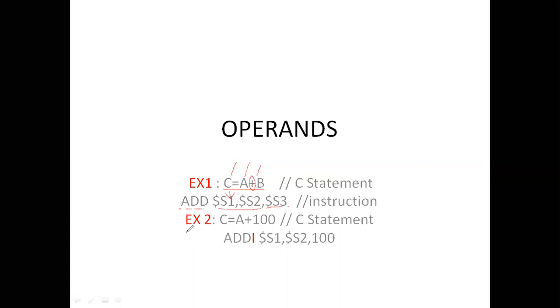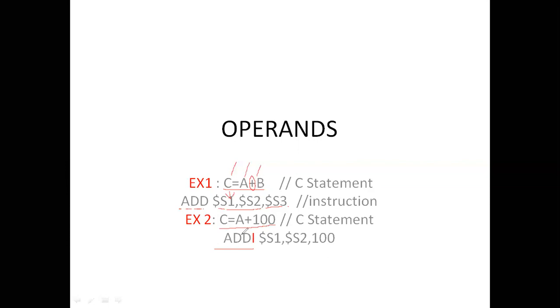Likewise, write the instruction for the C statement, C equal to A plus 100. In this C statement, we have two variables and one constant. That's why we are going to use the immediate addressing mode. It is nothing but add I. So I refers the immediate addressing mode. What it means? One of the operand is the constant, means we can use the immediate addressing mode. So in this example, we have two variables and one constant. That's why we are using the immediate addressing mode here.